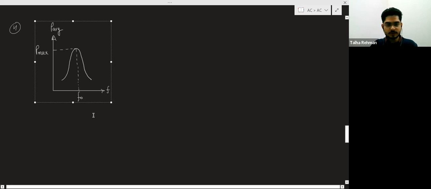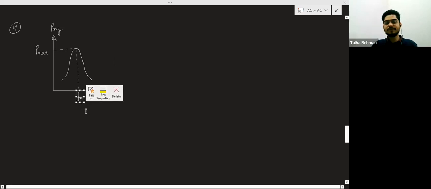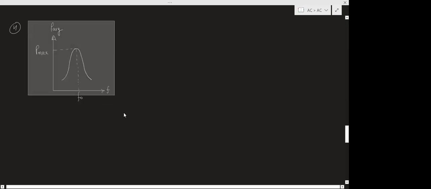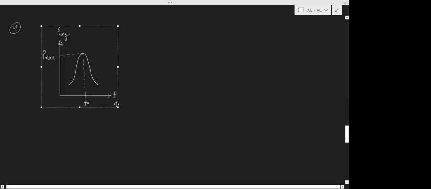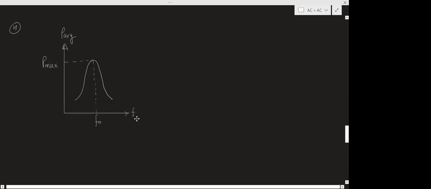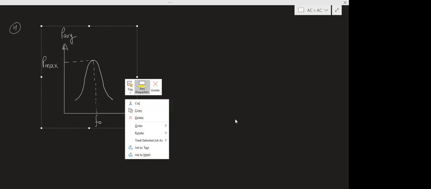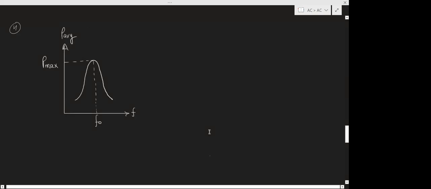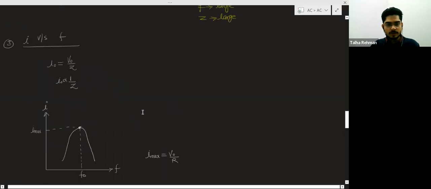So you can see from this graph at f naught, this f naught is the resonant frequency. At this f naught, the power is maximum in the circuit. Okay.